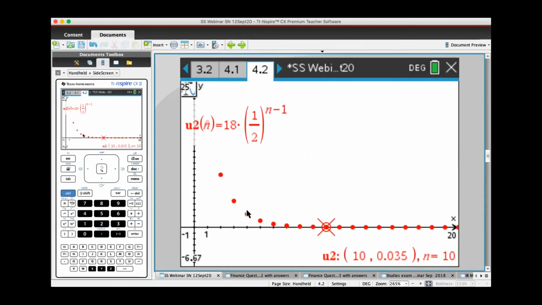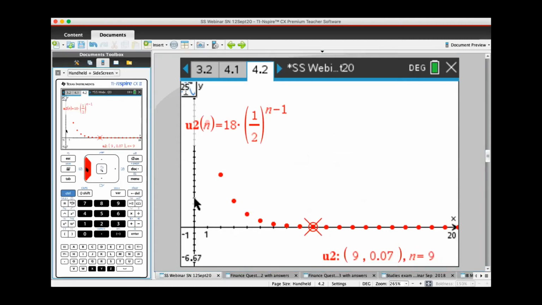And if you see, I can use my left keys and the right keys, the navigation keys, to scroll left and right and to find the value, right? The U2, when n is equal to 2, the value of the term is 9. And I move to the right, 3 and 4.5, and move on. You've got to find a value that is less than 1/1000, right?